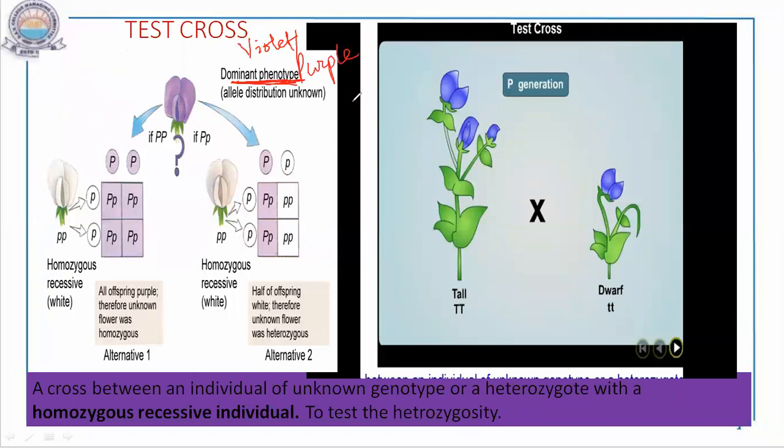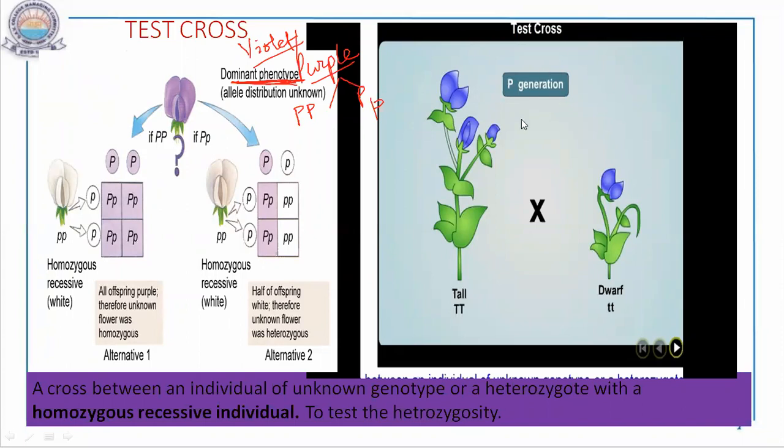Clear? Now, in this purple or violet, what can be the possible genotypes? Who will tell? Consider for purple. What will be the possible genotypes? Two, or will it be more than two? Two. Good. What will the two possible genotypes be? Capital P, capital P, and capital P, small p. Good.